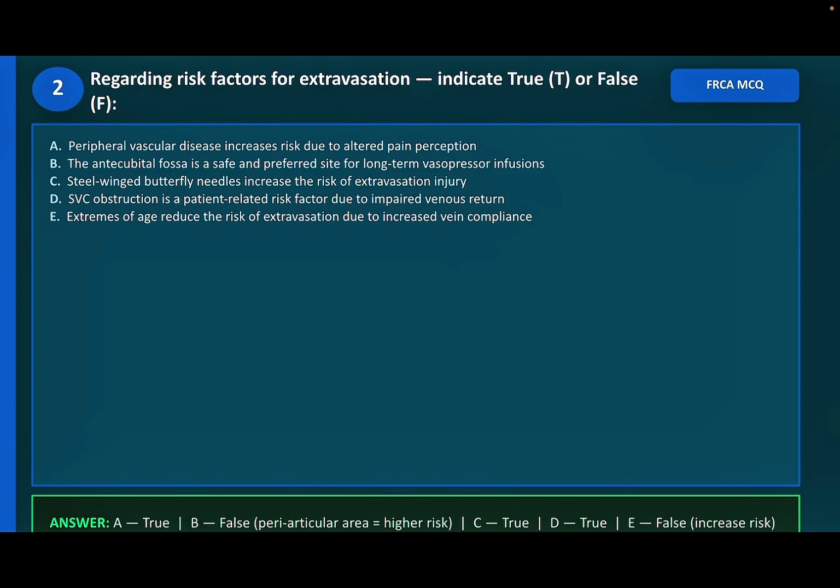The next question is regarding risk factors. Peripheral vascular disease increases the risk due to altered pain perception. Antecubital fossa is a safe and preferred site for long-term vasopressor infusions. Steel-winged butterfly needles increase the risk of extravasation injury. SVC obstruction in a patient is a patient-related risk factor due to impaired venous return. Extremes of age reduce the risk of extravasation due to increased venous compliance. Again, you can mark the answers and look at the correct answers that I have given below.